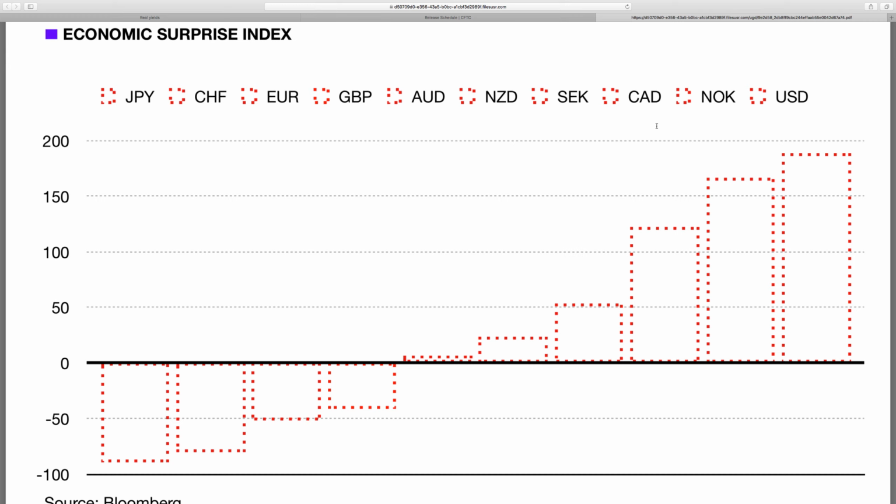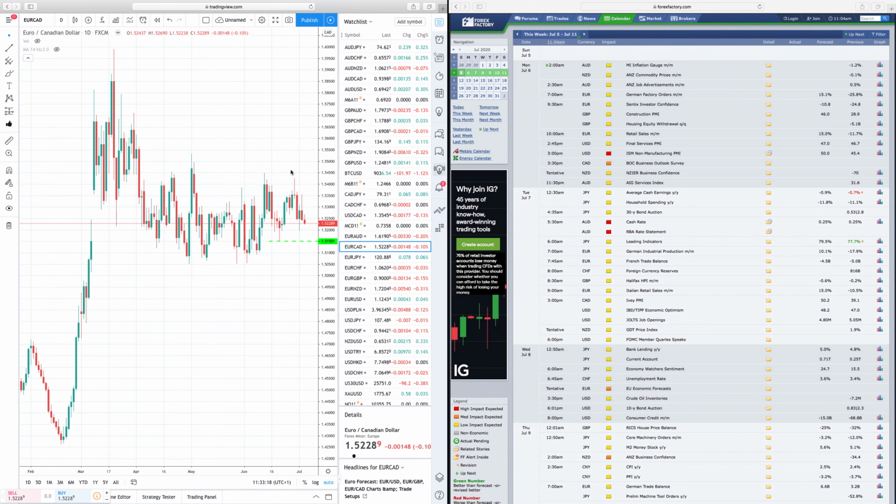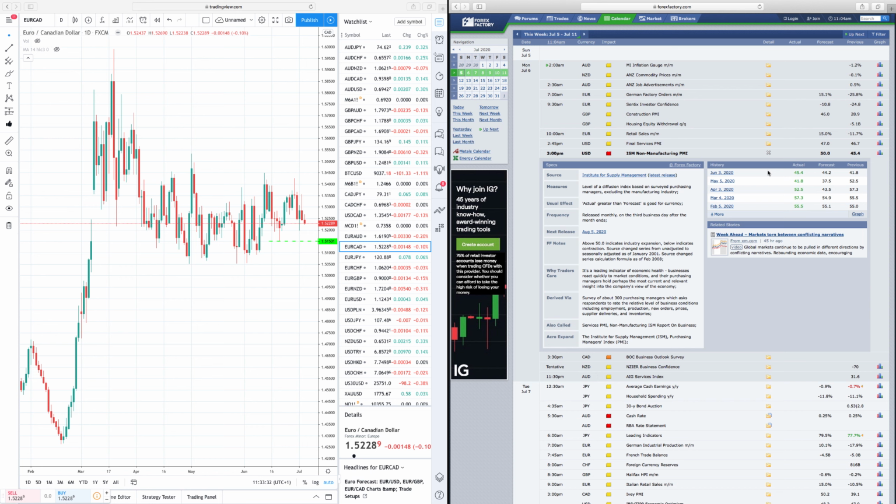So these were the key figures. I am going to have a look at the weekly calendar, see what lies ahead. We have on Monday ISM non-manufacturing PMI. We're expecting strong numbers.